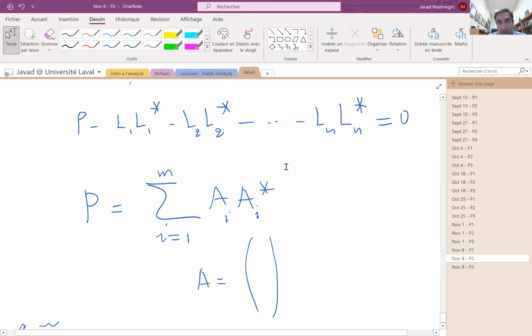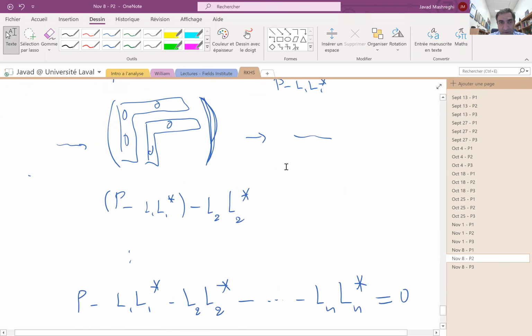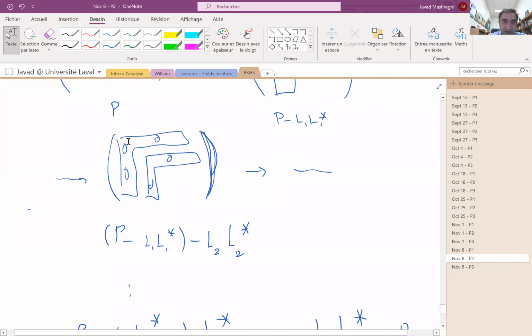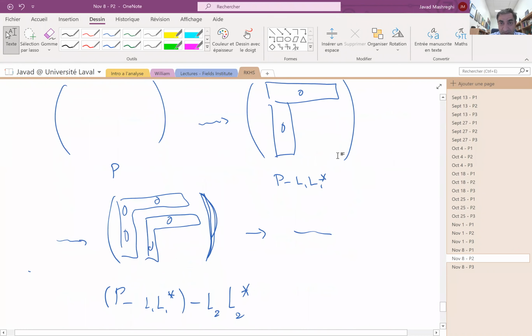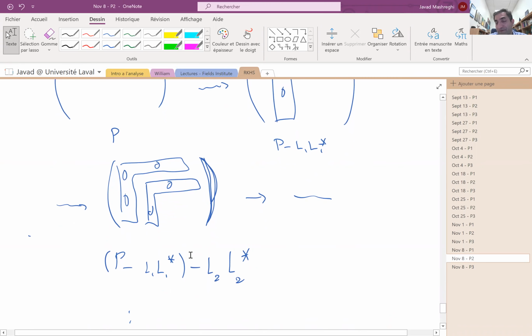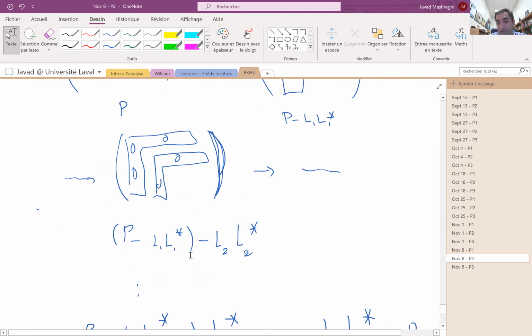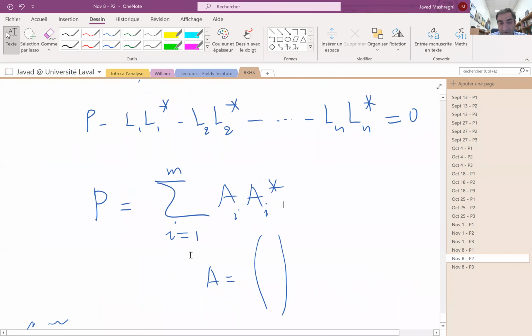And even still, we can say even more. I mean, sometimes this is useful. The first column we have is the first column of P, but the second column is the first column of this matrix. So its first component is equal to 0. And for the third one, the first two components are equal to 0. So we can write it this way.